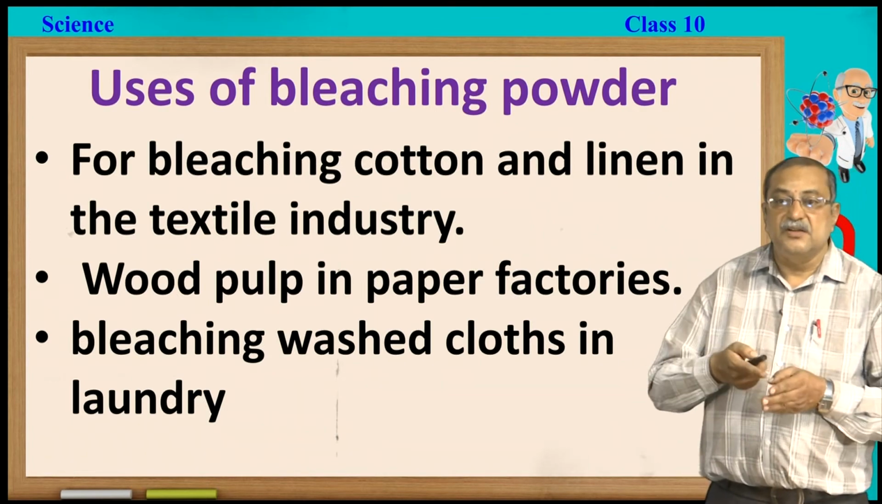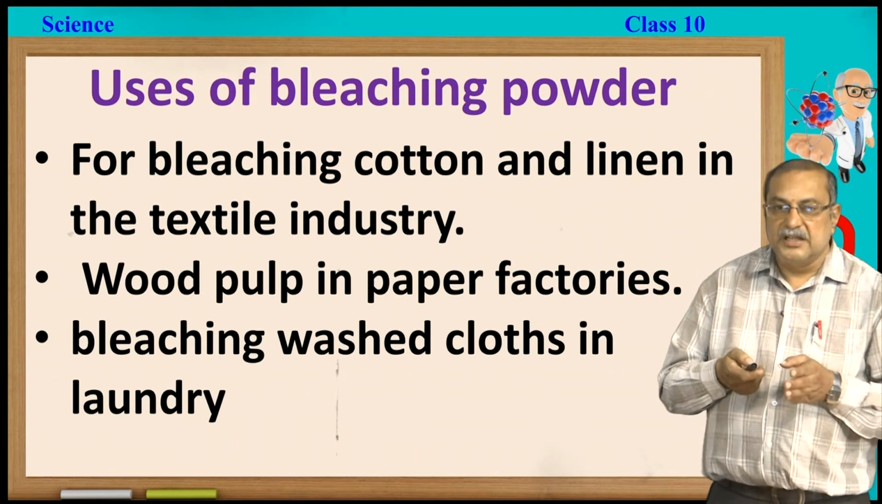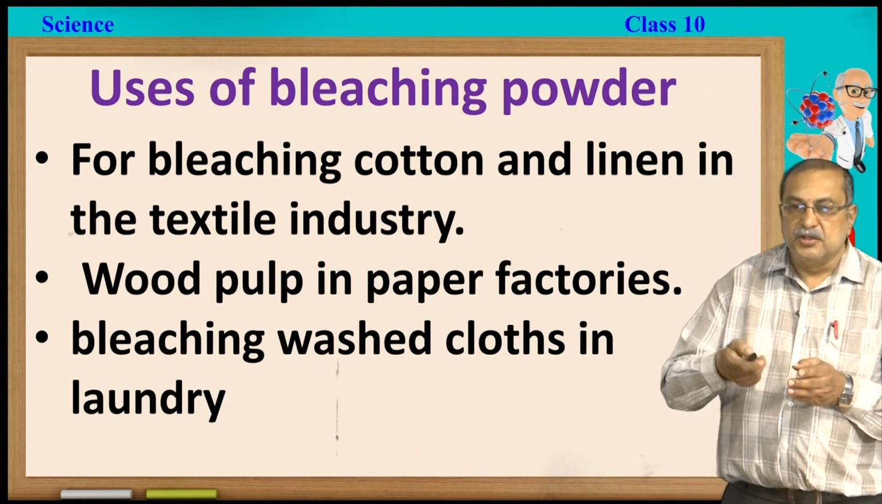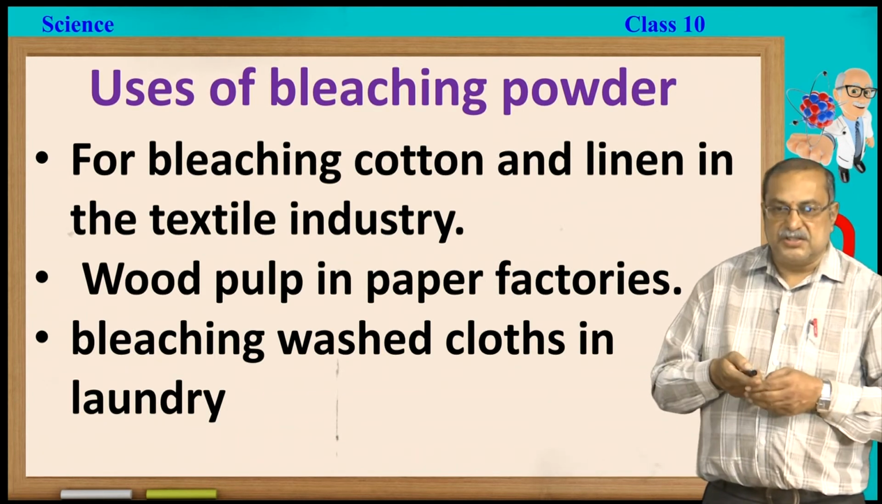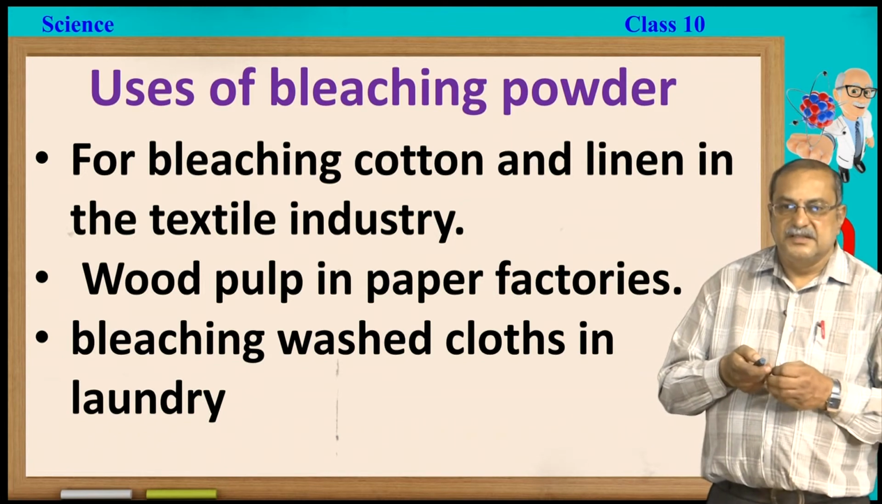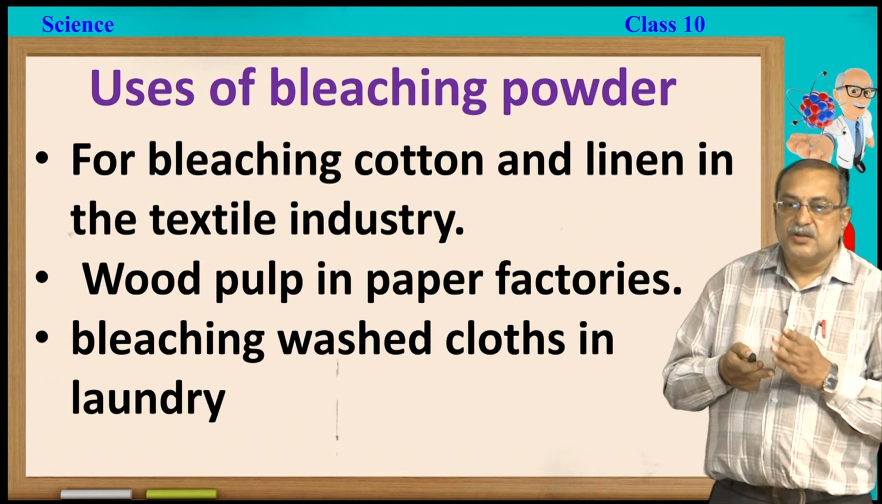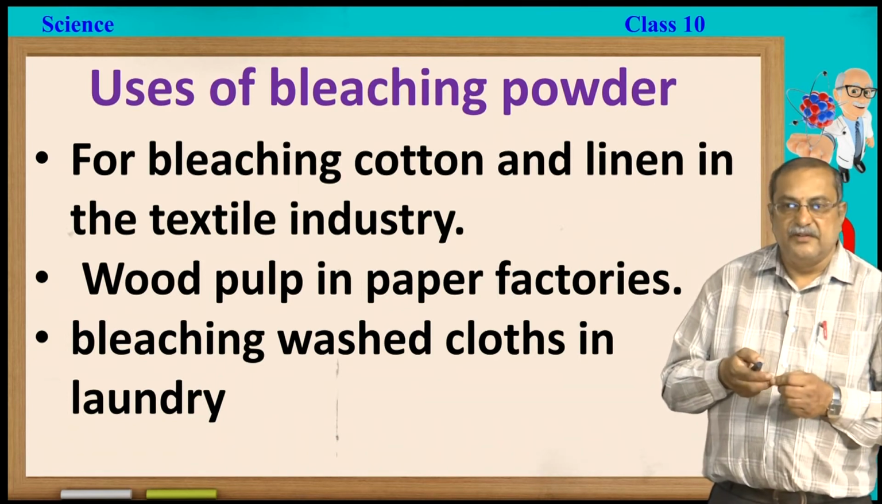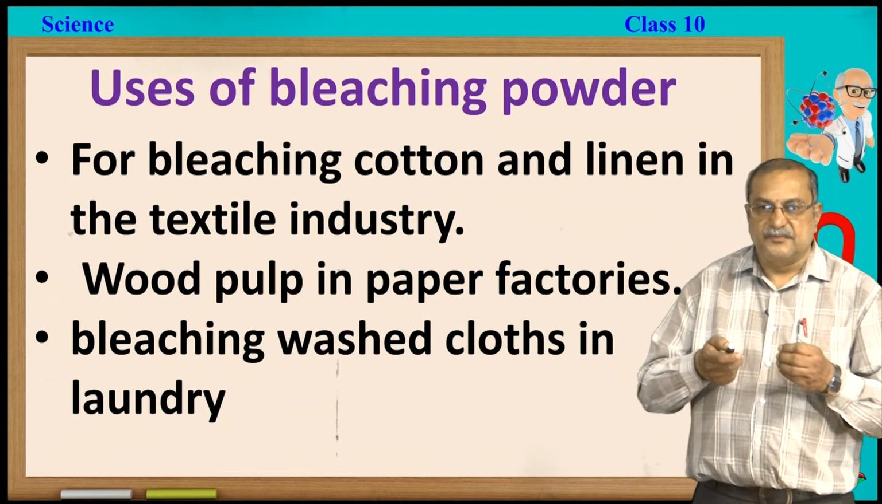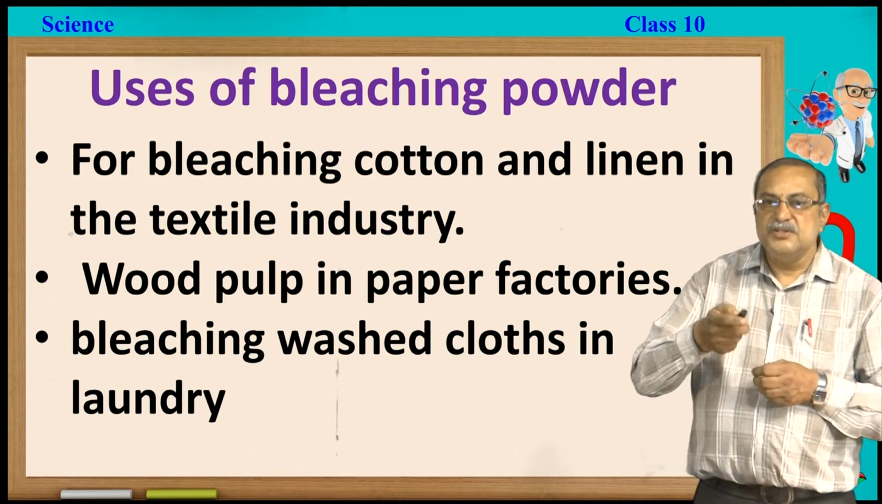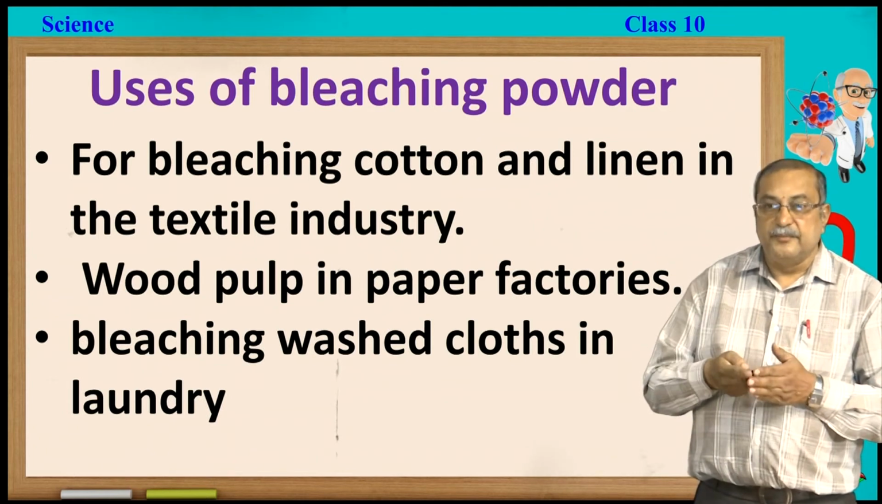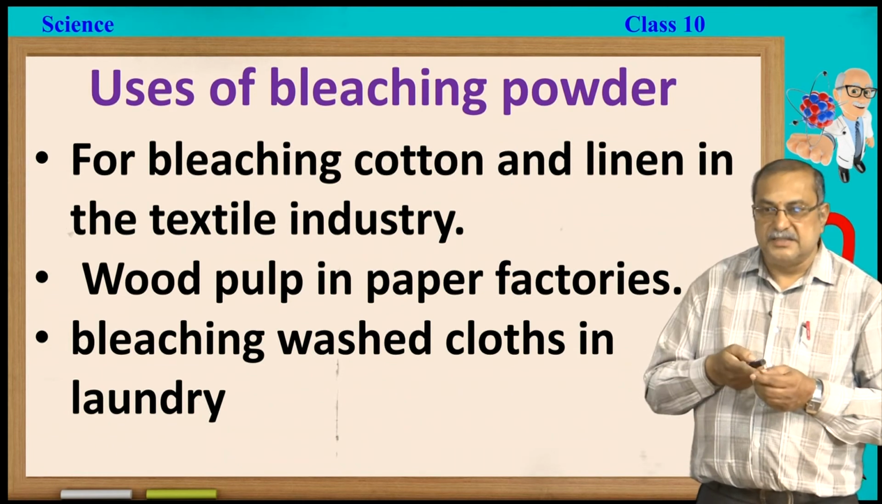The wood pulp is brown colored, and it is bleached so it becomes white. In the paper industry it is used, and also for bleaching washed clothes in the laundry. First they wash the clothes, and if some brownish color is still there, they use bleaching powder to clean it, because chlorine has bleaching capacity.